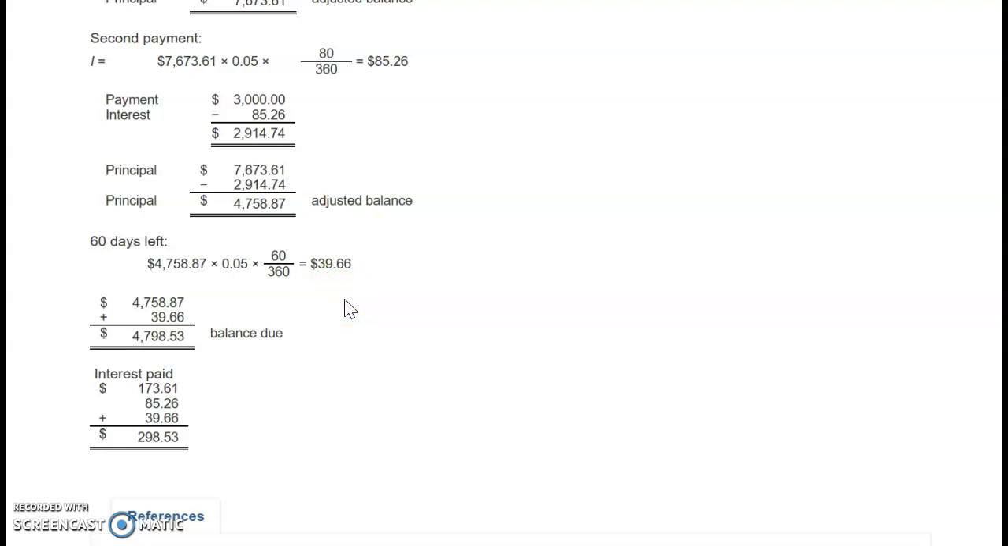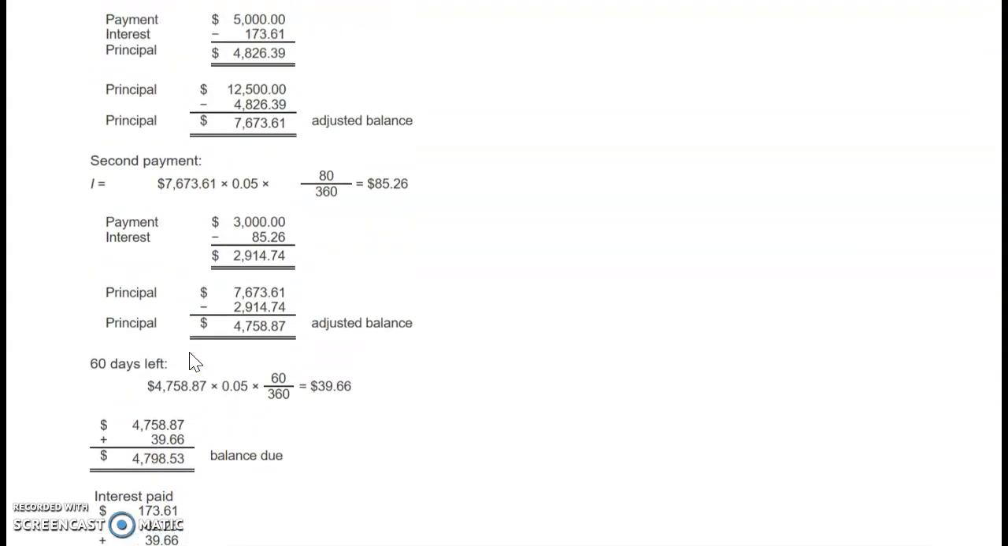So we're going to take a different step at the end. We're going to take our adjusted balance and we are going to add this amount of interest, okay? Because with this payment, we're paying off the whole balance. So we take the adjusted balance, we add the amount of interest for the last 60-day period, and this gives us the balance due at the end of the loan.